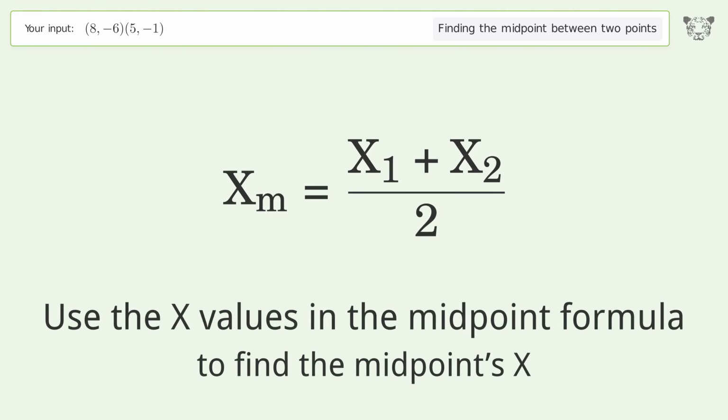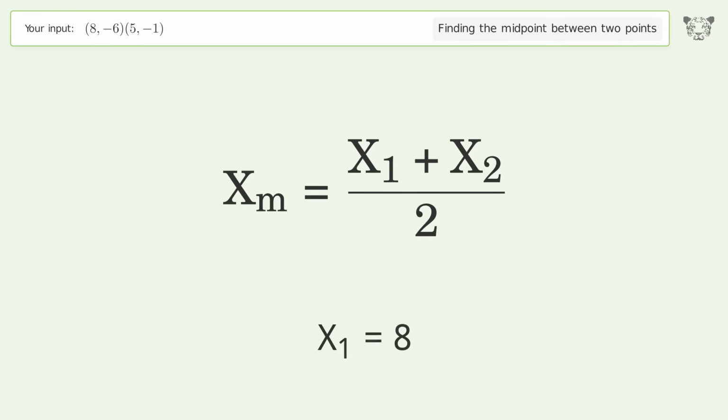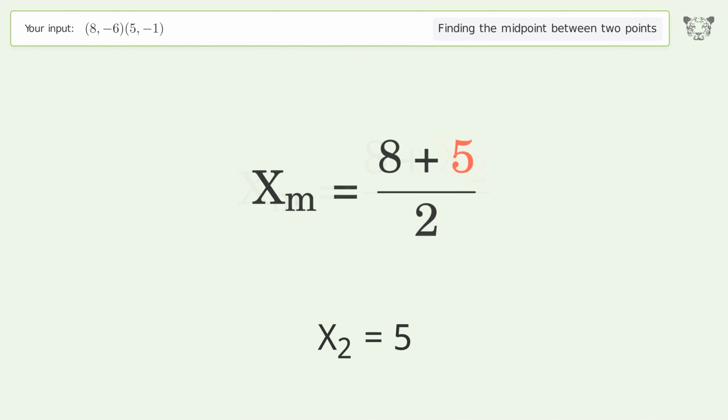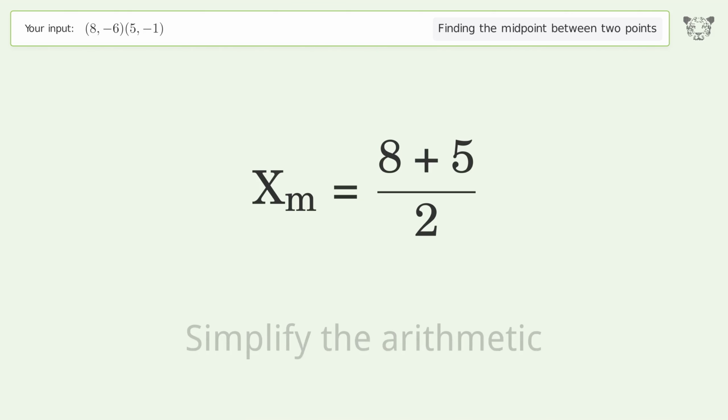Use the x values in the midpoint formula to find the midpoint's x. x1 equals 8. x2 equals 5. Simplify the arithmetic.